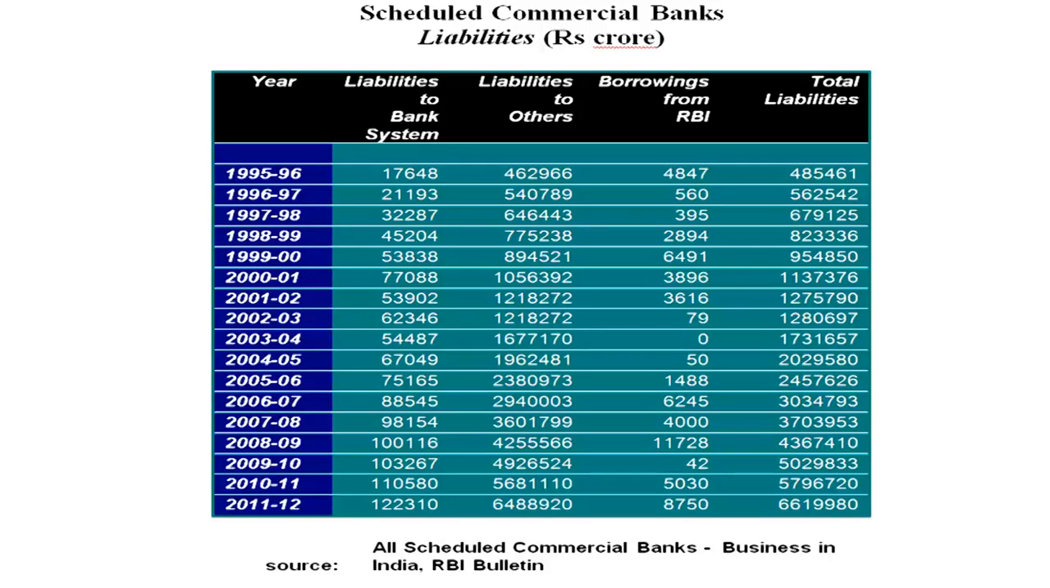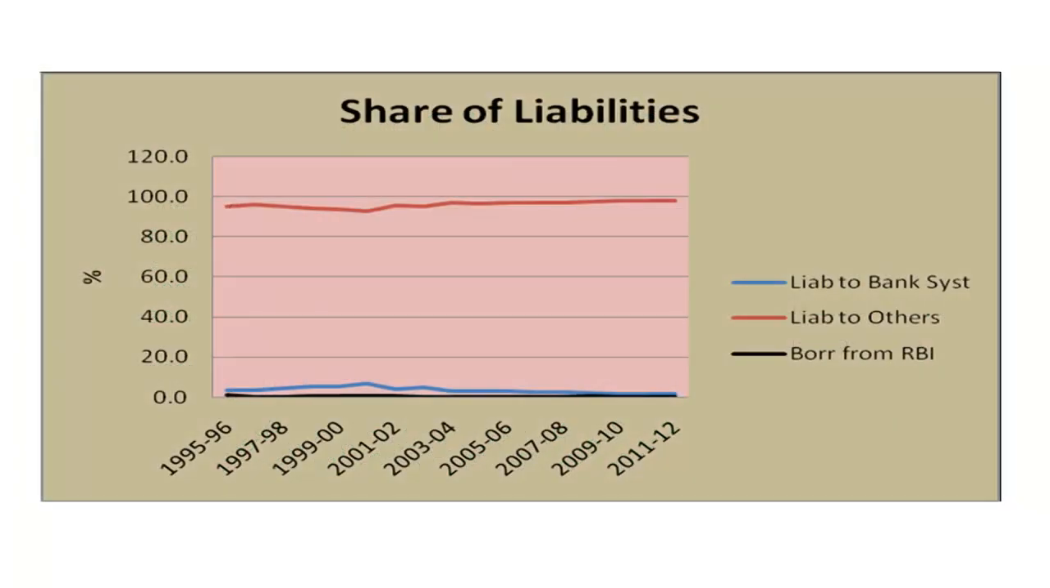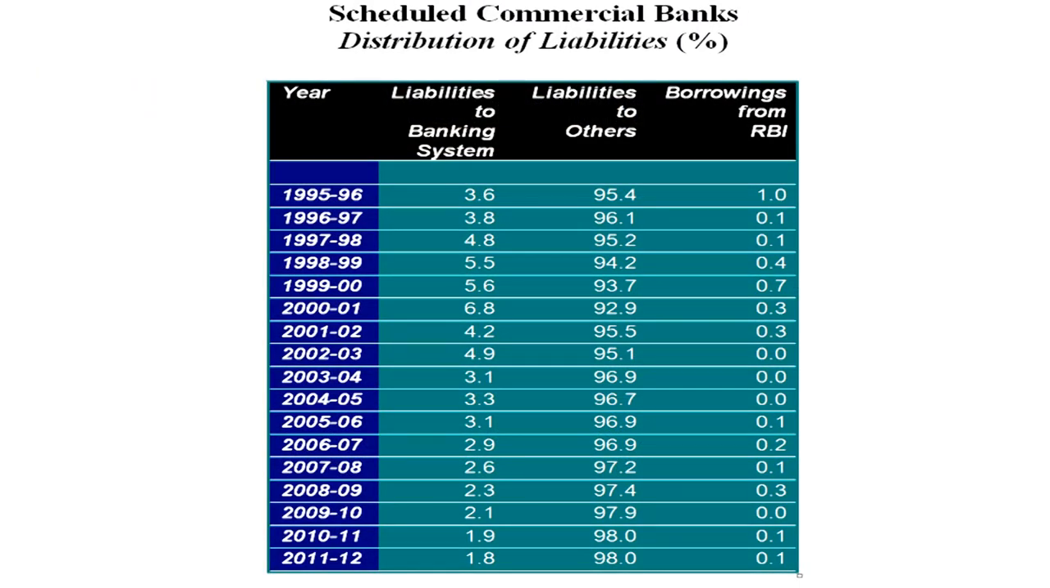If you go into a line, you see the red line. The red line is liability to others. The other ones are lying flat on the ground, sleeping there. So, if you go into a percentage number, here is the percentage. What you have in a percentage is liabilities to others is nearly touching 100%. And liability to the banking system and borrowings from RBI is hardly anything, less than 1%, maybe 0.1, etcetera. Okay? So, it is hardly anything.